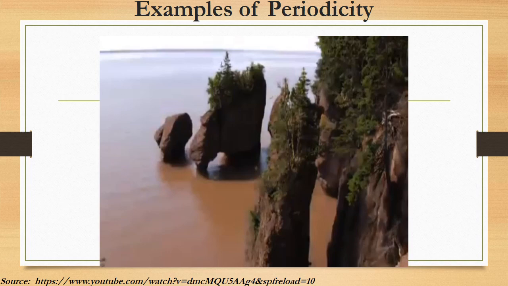So that's one example of something that behaves in a periodic fashion. These tides go up and then go back down over the same path and in the same regular repeating time interval. Let's look at another example.